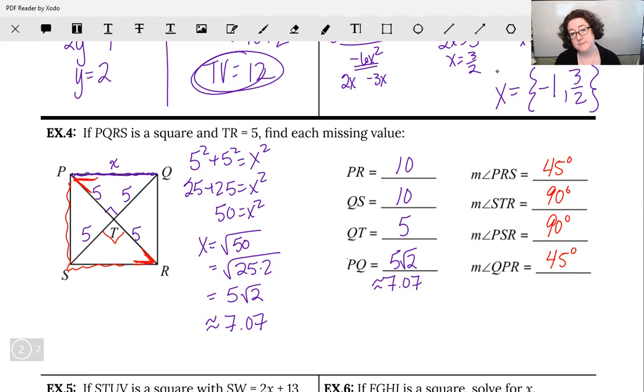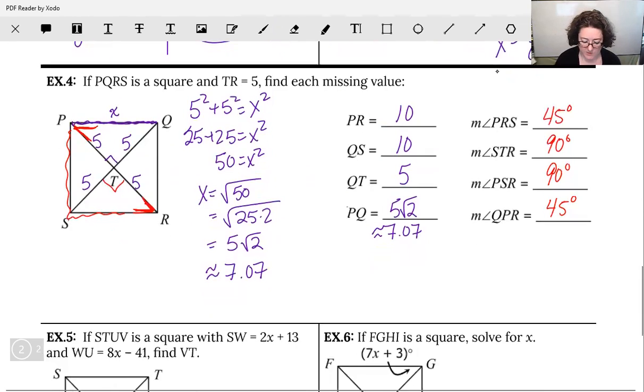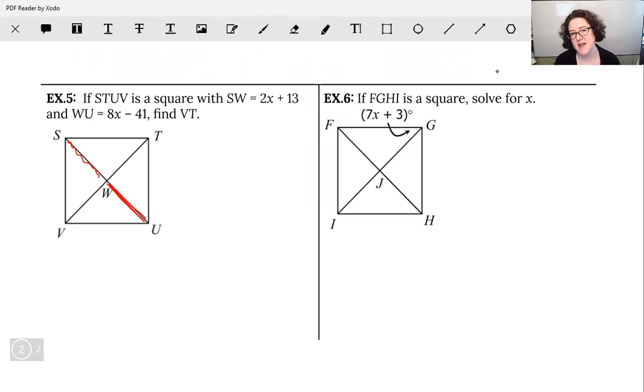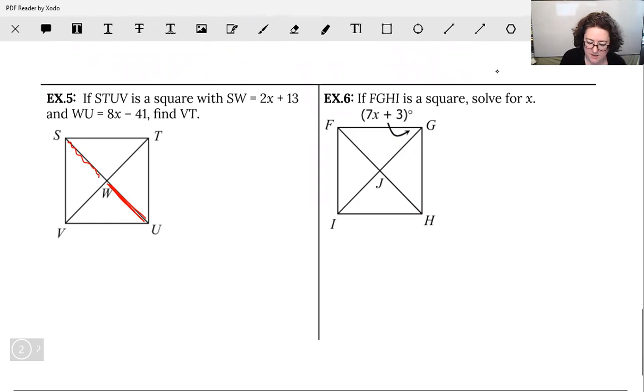Alrighty, two more examples with squares and then we're set. Here we go. Example 5. STUV is a square with SW and WU given. So those are two pieces of diagonal. How do they compare to each other again? Just like in a rectangle or in a rhombus, those two halves of the diagonal are congruent. So we can say that 8x minus 41 equals 2x plus 13.